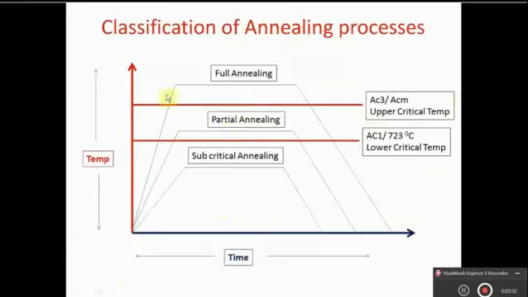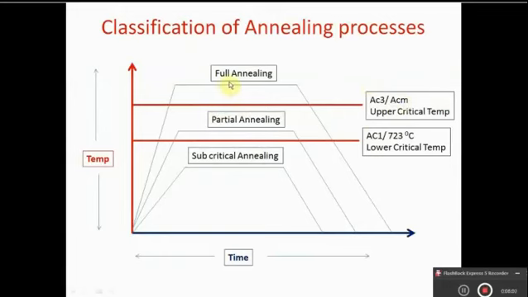So this graph shows three different types of annealing heat treatment processes. It is actually a graph of temperature versus time, and these two lines indicate the lower critical temperature of 723 degrees Celsius and the upper critical temperature, a range of temperature of 723 to 910 in case of hypo-eutectoid steel, and 723 to 1153 for hyper-eutectoid steels.